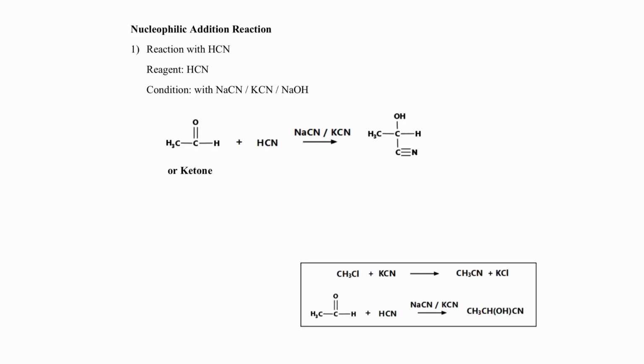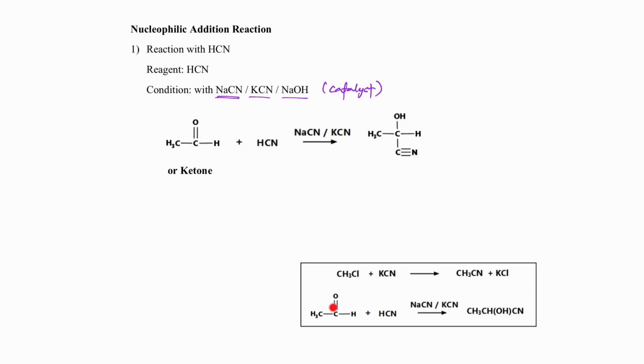So here we have the reaction with HCN, hydrogen cyanide. So we have the reagent HCN. And next, we have the condition where we need to have NaCN, KCN or NaOH as the catalyst. So they are the catalysts. So please do not confuse this with the reaction that we have learned for halogenoalkane. For halogenoalkane, we have KCN as the reagent. So there will be nucleophilic substitution. The CN minus will substitute the Cl, and we will have CH3CN as the product.